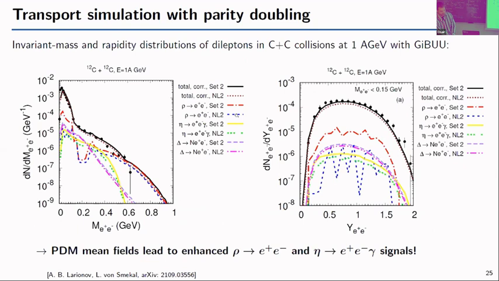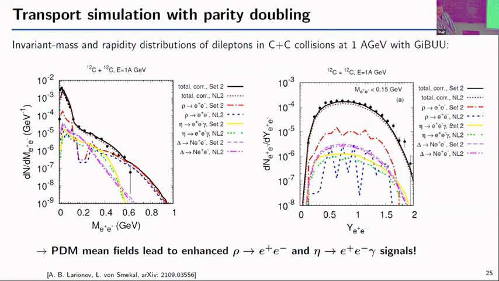Okay, so this is the rho into e plus e minus channel. And you see the red line is higher than the blue line. So this is exactly such a peak that we were proposing in the paper, that you have an increased yield here also in the dileptons at low energies. And you also see this even more clearly here on the right, on the rapidity dependence, also in the rho into e plus e minus channel. So the red line is higher than the blue line, comparing parity doubling with standard formulation.